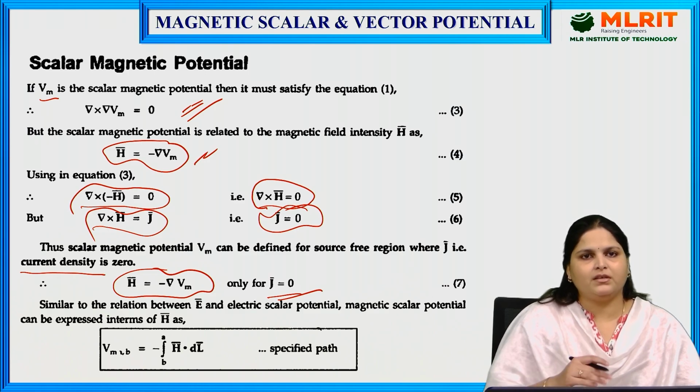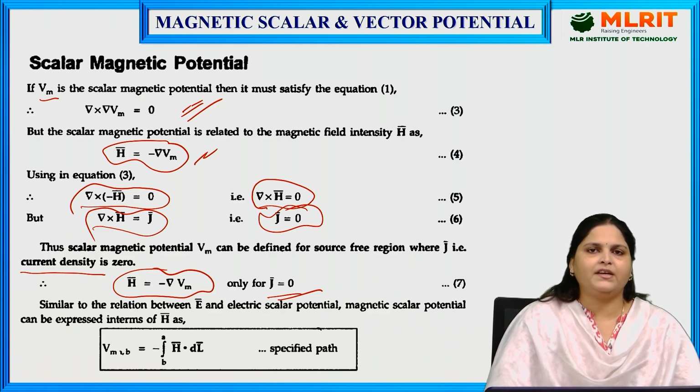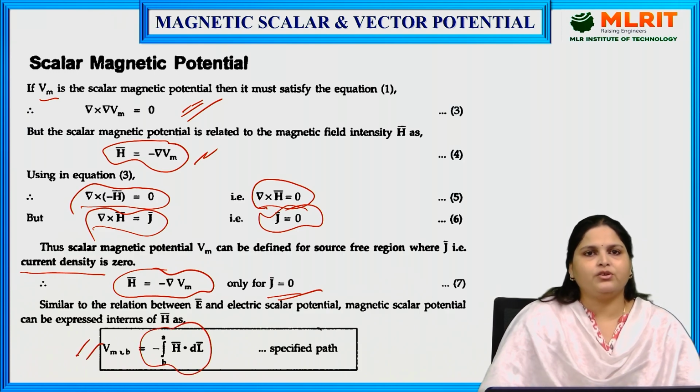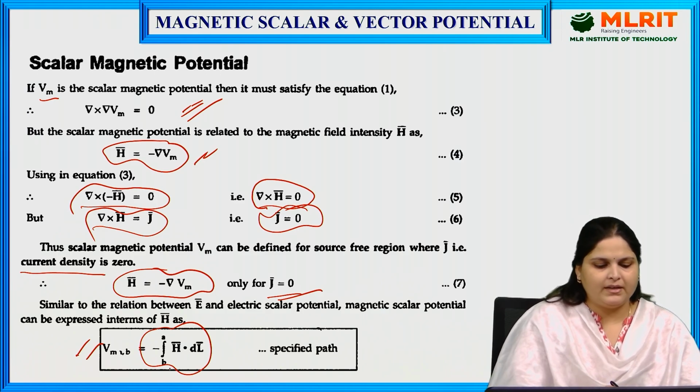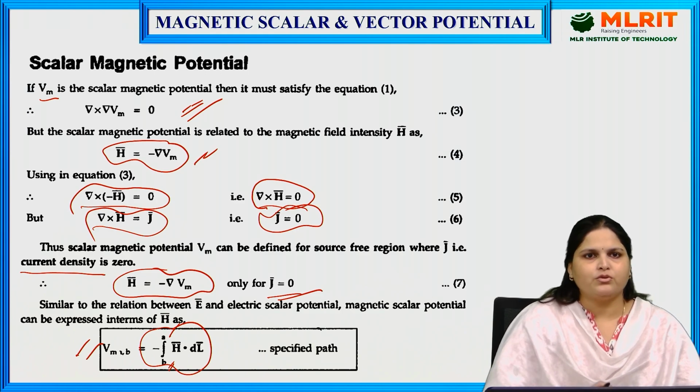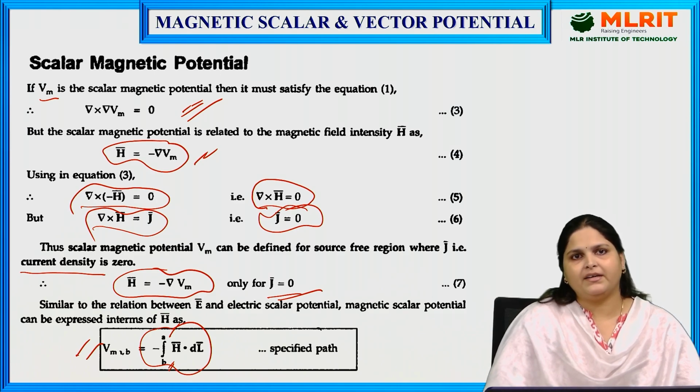Also, in case of electric field, there was a relation between field and potential. In the same way we can write down the magnetic scalar potential: Vm is equal to minus integration of H dot dl, for a specific path. Here we are taking this path as from B to A, or you can take A to B also. This is the scalar magnetic potential.